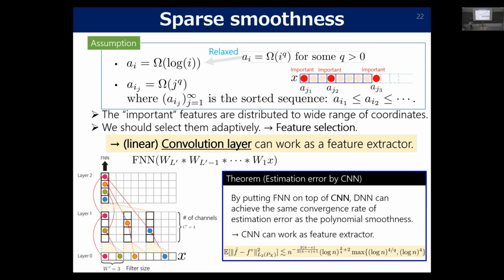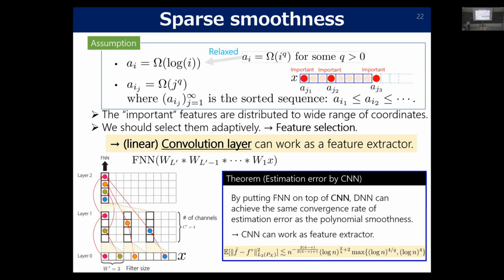So we need to do something like feature extraction. We need to find which features are important, that is, in which direction the function is not so smooth. To do that, we can use linear convolutions. By applying convolution in some layers, we can show this. The convolution can do feature extraction. Then the extracted features are fed into the neural network. Then we obtain the same rate under more restrictive assumptions.